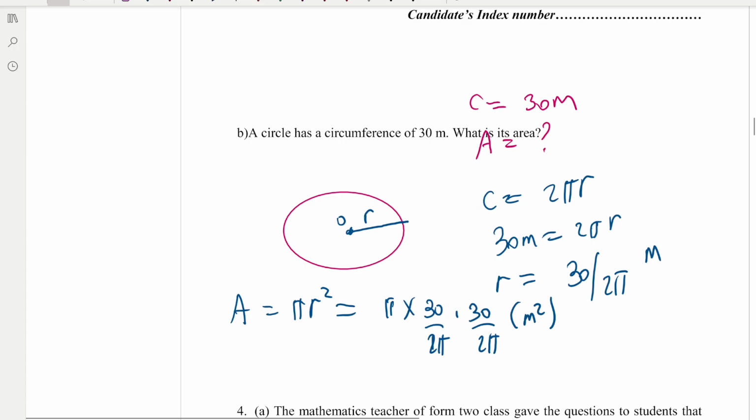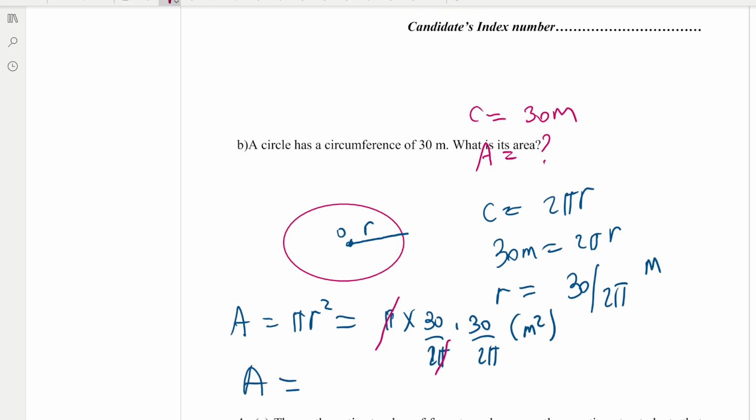So now the area will be pi, and 1 pi can be cancelled. You have 15 times 15 over pi meters squared. So you have 225 divided by 3.14. So taking 225 divided by 3.